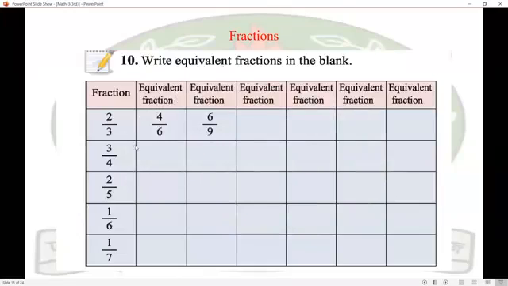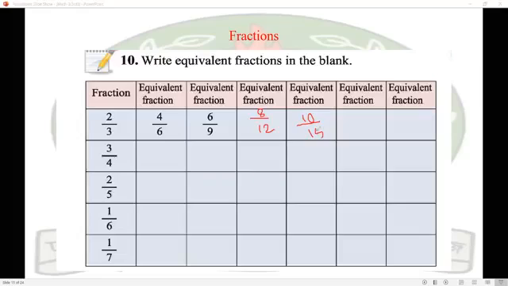Here you have to write the equivalent fraction in the blank. There is an example of 2 by 3. You can find the equivalent fraction 4 by 6. We get 4 by 6 when 2 multiplies with 2 and 3 multiplies with 2. When 3 multiplies with 2, we get 6. 3 multiplies with 3, we get 9. When 4 multiplies with 2, we get 8. And 4 multiplies with 3, we get 12. When 5 multiplies with 2, we get 10. And 5 multiplies with 3, we get 15.